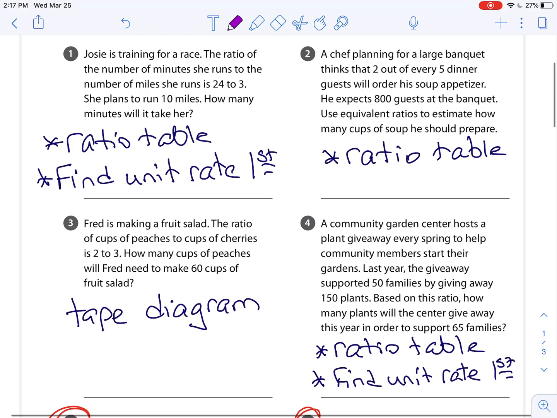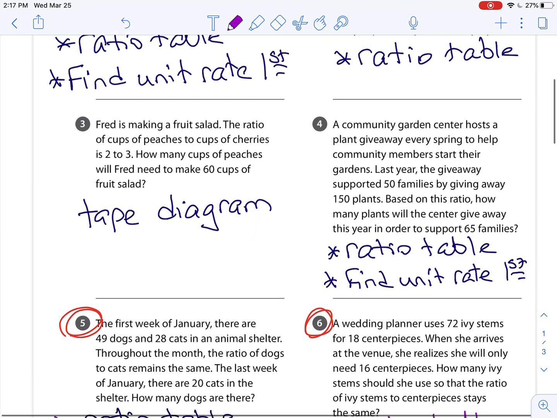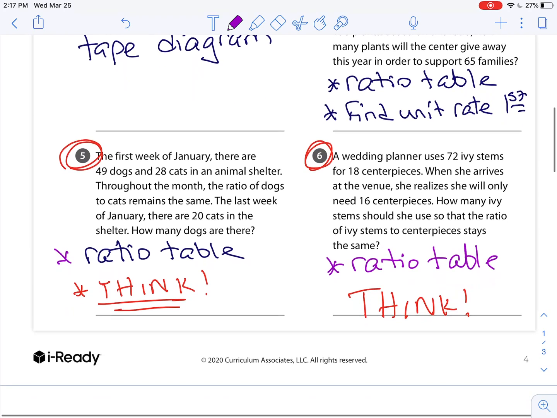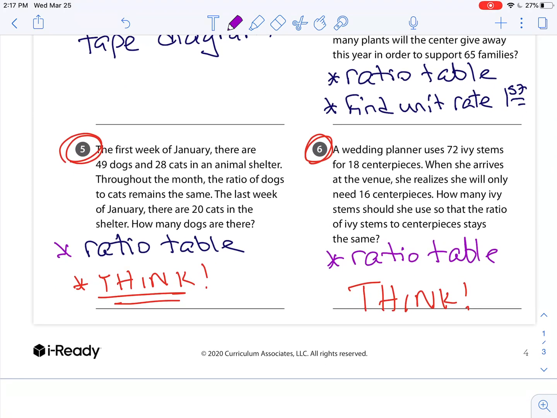So ratio table, ratio table. When you do page 4, take this video and stop it, or write to the side of number 1: ratio table, find unit rate first, and so forth and so on. These are the directions. This is how I expect you to do page 4. I want you to find the answers for all 6 problems. Okay, take your time, do it right, make sure that you think. Always, always think. All right.